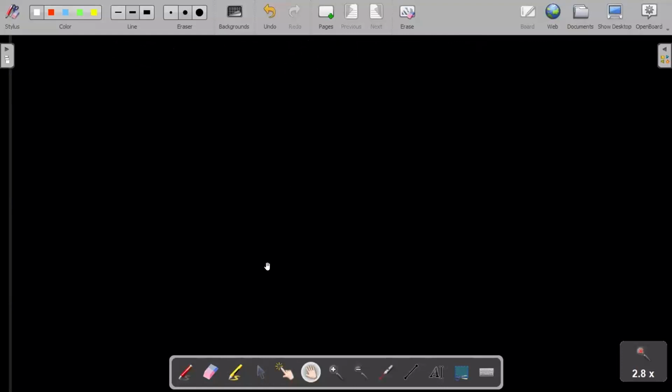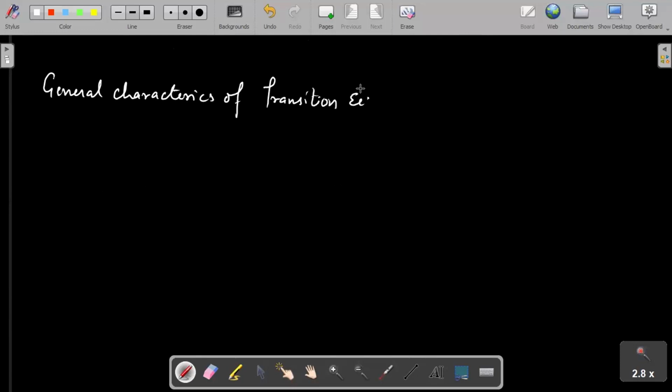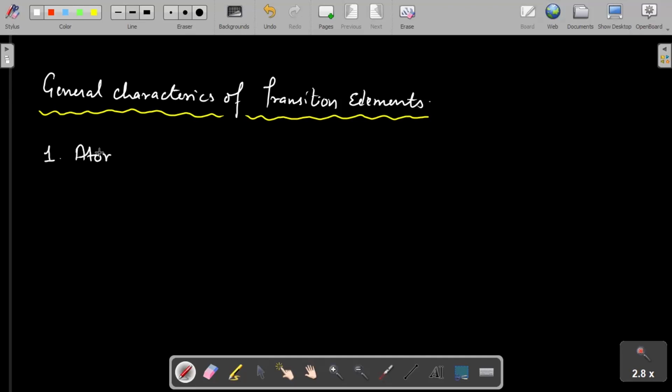Now the general characteristics. First of all, atomic radii. Let's see how the atomic radii change across the 3D series.